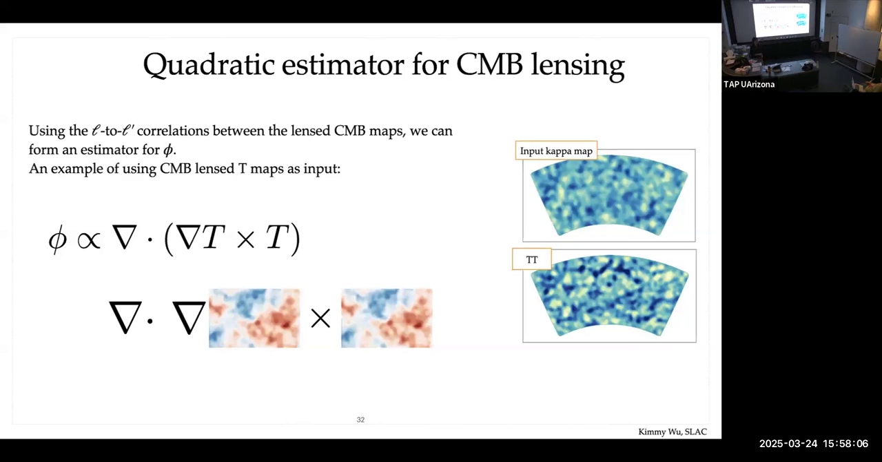All right. So an example of a quadratic estimator, if you have input CMB T maps, looks like this. It's actually really simple. You have two copies of your CMB T map. You take the gradient of one of them, take the product of the two of them, and then take the divergence, and that gives you phi. That's it. Obviously, in the actual analysis there are a lot more details, but conceptually this is like a matched filter. And this is an example of what the input kappa map looks like in simulations. And this is a TT quadratic estimator reconstruction, given some noise level of the reconstructed kappa.